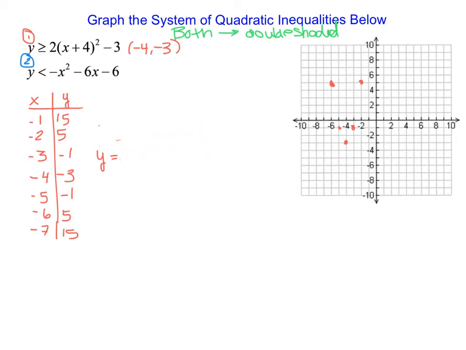But what I'm going to do now is I'm going to now treat this as the inequality that it is, and I'm going to make some decisions. First, I need to decide if I'm going to have a dotted line or a solid line, and because this has the equal to underneath it, I know that I'm going to use a solid line here. So I can go ahead and draw this.